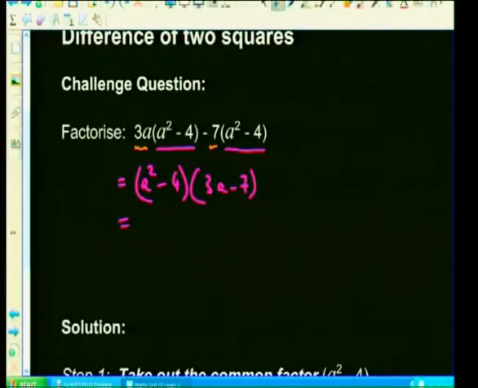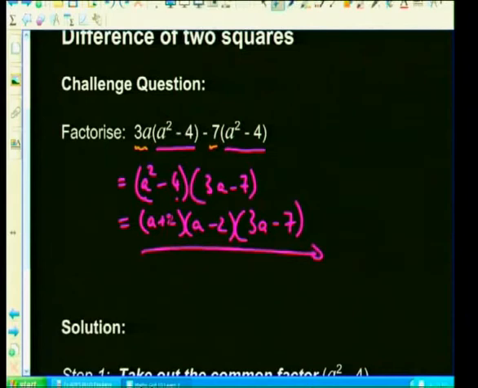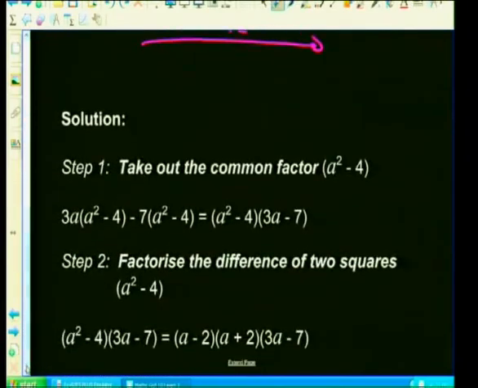This first little bracket is also a difference of 2 squares. I've recognized that A squared and 4 are perfect squares. So that goes to A plus 2, A minus 2. There we go. Now it is finished. We've resolved it into all its factors. Moving on.